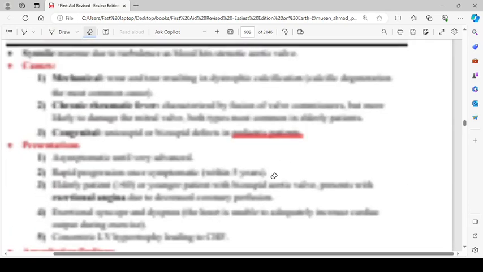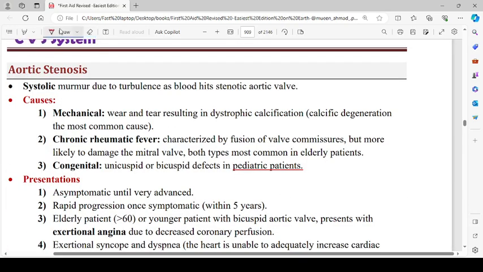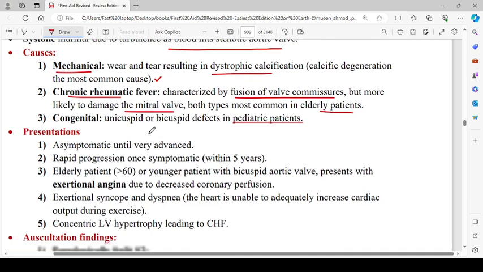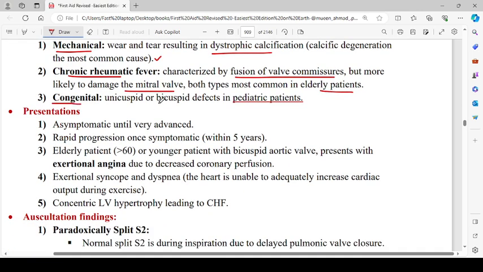Okay, moving forward, now we have aortic stenosis. Aortic stenosis is the stenosed aortic valve, which will produce a systolic murmur due to turbulence as the blood hits the stenotic aortic valve, and it has a classic crescendo-decrescendo sound. Causes are mechanical, like wear and tear resulting in dystrophic calcification. Calcific degeneration is the most common cause. Chronic rheumatic fever is characterized by fusion of valve commissures, but more likely to damage the mitral valve. Most common in elderly patients. The congenital ones, unicuspid or bicuspid defects, occur in pediatric patients.